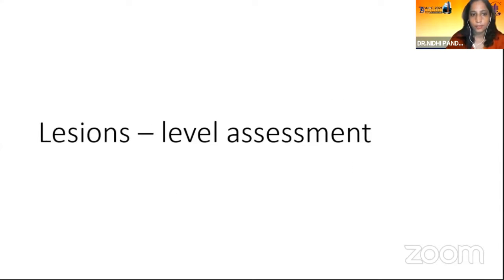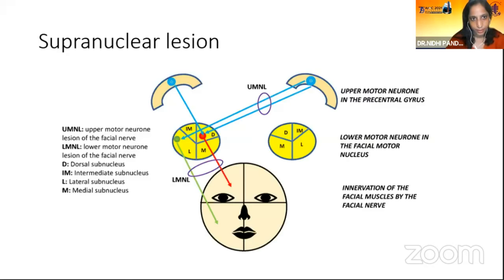Coming to assessing the level of the lesions depending upon the clinical features. Now, the lower motor neuron has a dorsal portion and a lateral and ventral portion. The dorsal portion has got bilateral supply, while the lateral portion has just unilateral supply. So the upper motor neuron lesion spares the upper portion of the face, while the lower motor neuron lesion affects the entire ipsilateral side of the face.